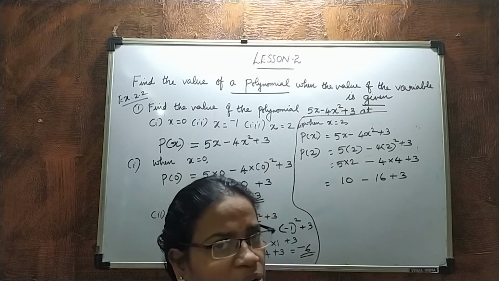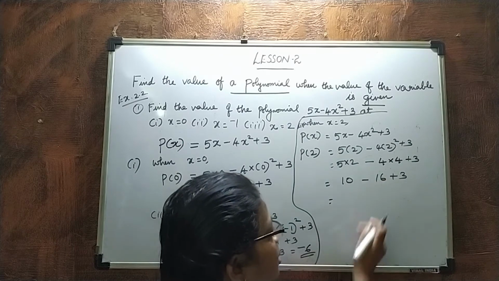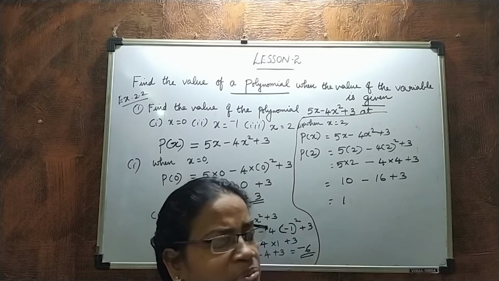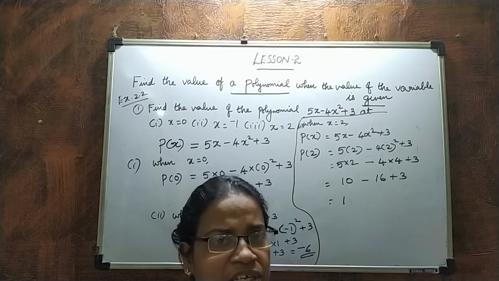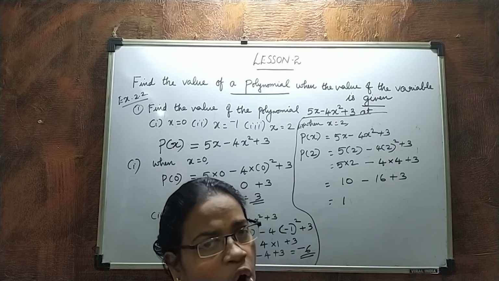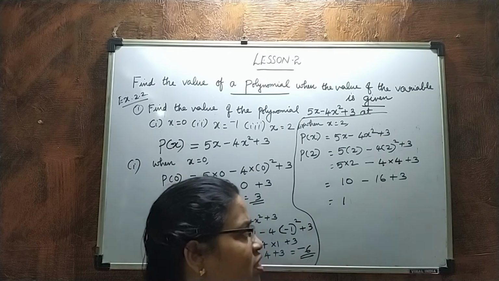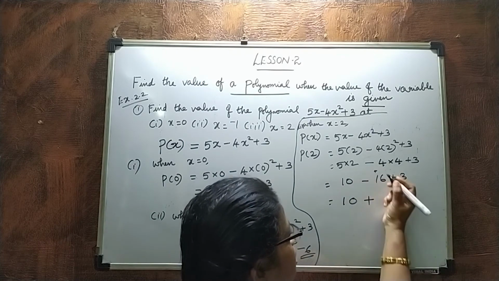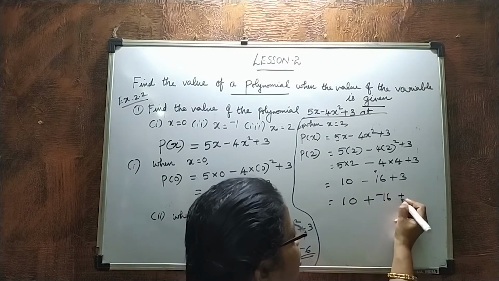What are you going to do now? Here it is 10 minus 16. Take the subtraction the other way: what is 16 minus 10? You will get the answer 6. What is 10 minus 16? Think that this will be the opposite sign. It will be negative 6. Just look. 10, add its inverse and add. Positive 16 is there. It will be negative 16 plus 3.